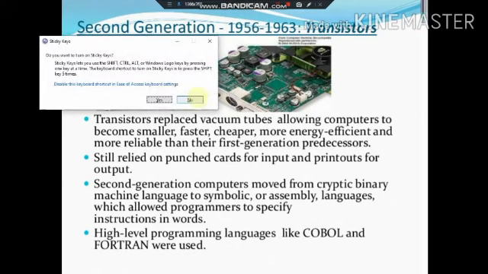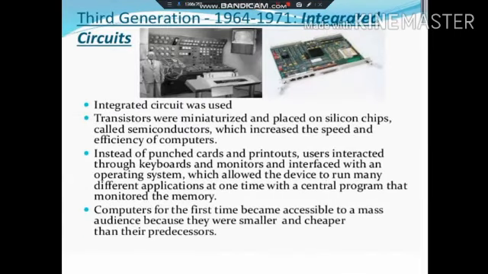Moving on to third generation of computers. The period from 1964 till 1971 is considered as the third generation of computers. Integrated circuits, that is ICs, replaced the transistors in the third generation. It increased the speed and efficiency of computers by a large margin. In this stage, input was given by keyboard, not by punch card, as was the case with the previous generation. Computers also became very small as compared to the previous generation, and cheaper also.